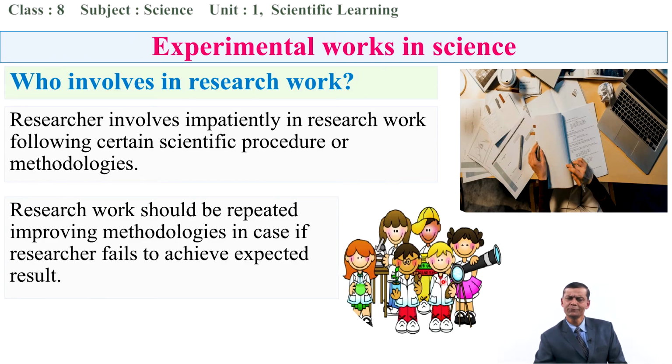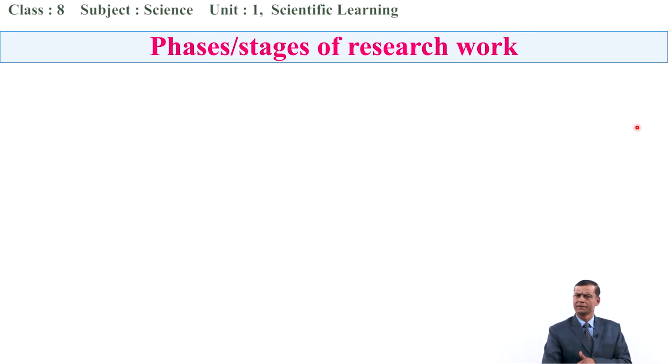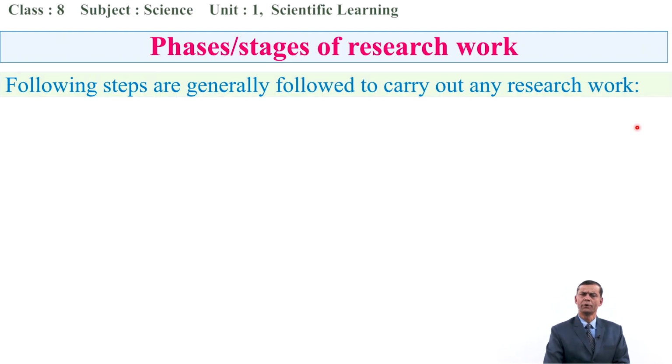Look at here, how to engage? We have to engage with a telescope, we have to engage with a meter scale, we have to engage with so many items, we should have a laptop, isn't it? We should have so many books, information, journals, magazines, isn't it? So that we can do research. This is practical work, it is experimental work in science. Students, there are phases or stages of research work. The following steps are generally followed to carry out any research work.